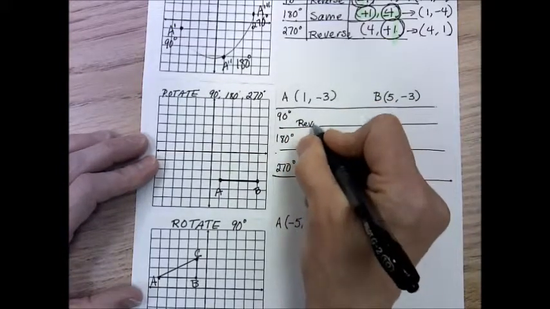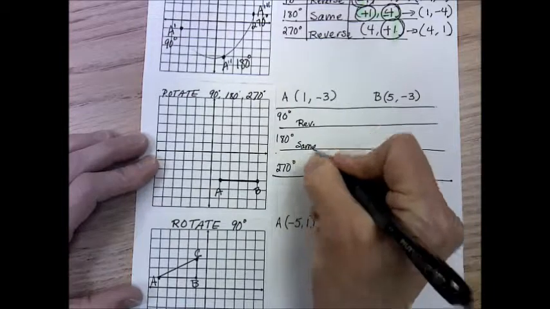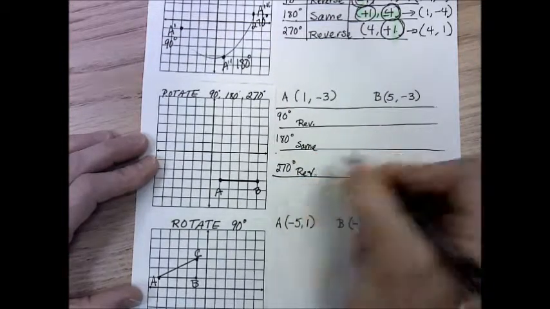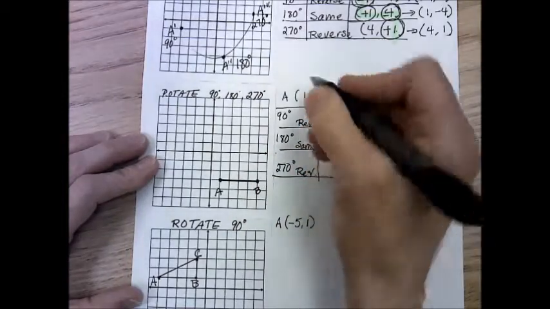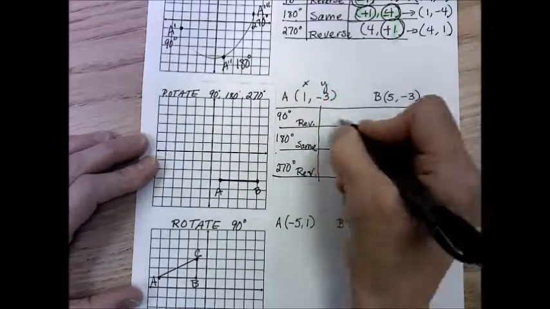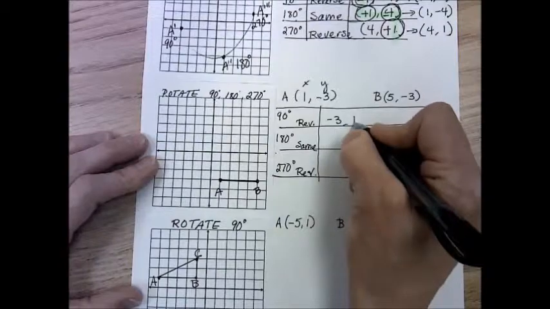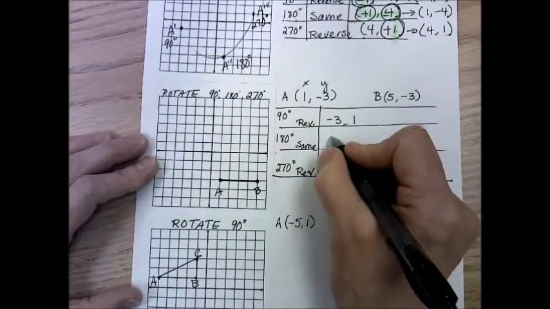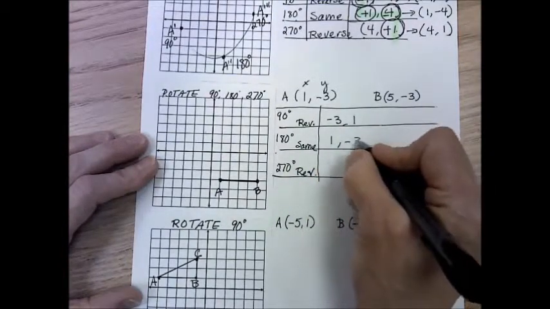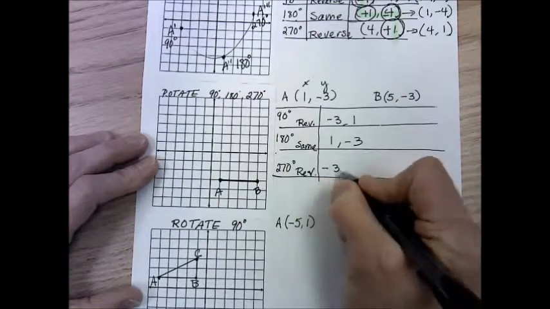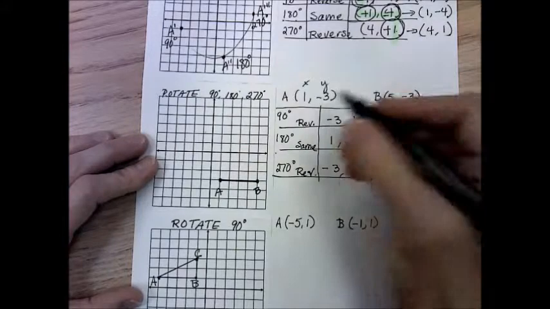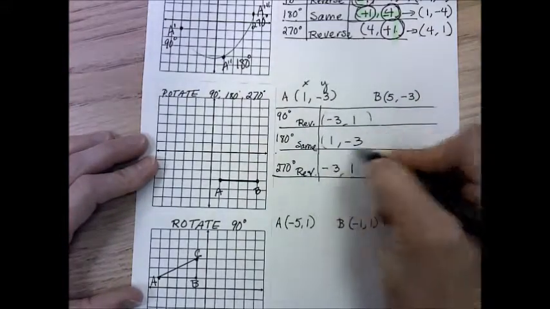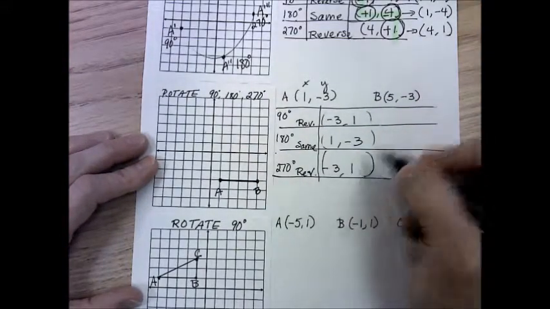So reverse, same, reverse. All right. So for my A, I'm going to reverse my x and my y. So this would be -3, 1. I'm going to keep the terms in the same order for a 180. And then I'm going to reverse them again for the 270. Now, if we go back, remember we still have to go down the stairs and change those signs.